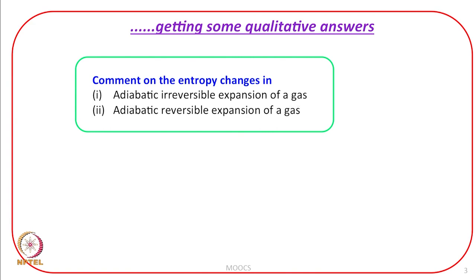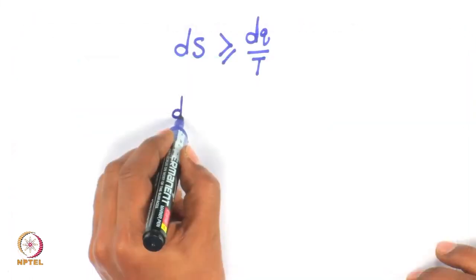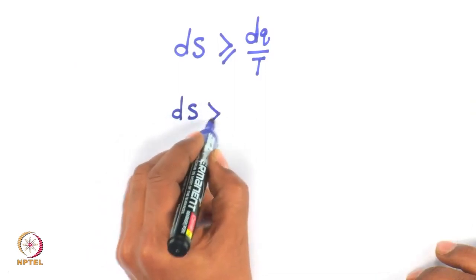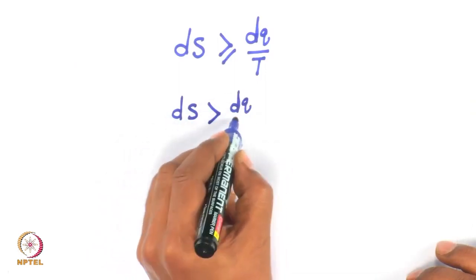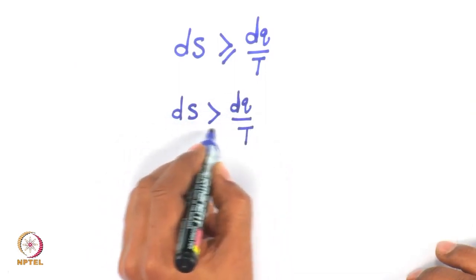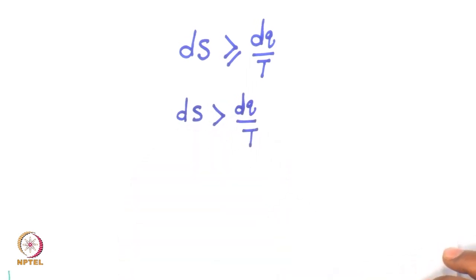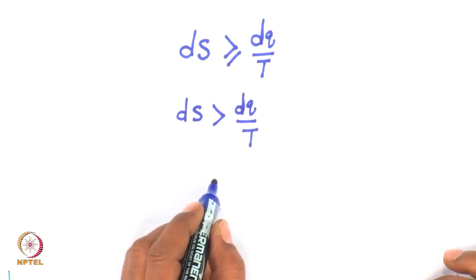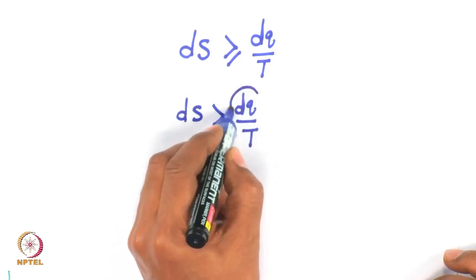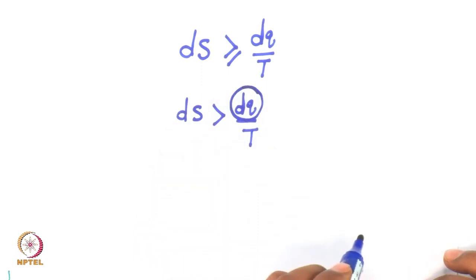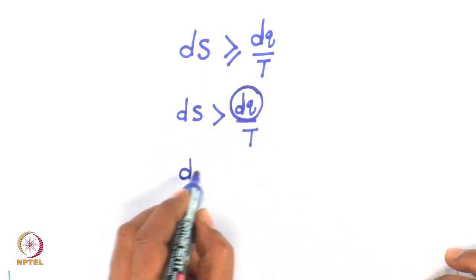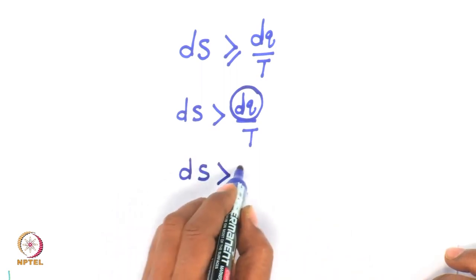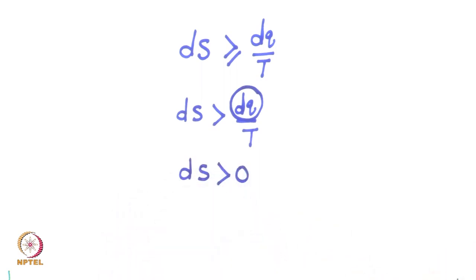Adiabatic irreversible. Irreversible means I will use the greater than sign. So, then I will write dS is greater than dQ by T, because the process is irreversible. And since the process is also adiabatic, adiabatic process means dQ has to be 0, no exchange of heat between system and surroundings. So, the answer is dS is greater than 0, because dQ is 0.